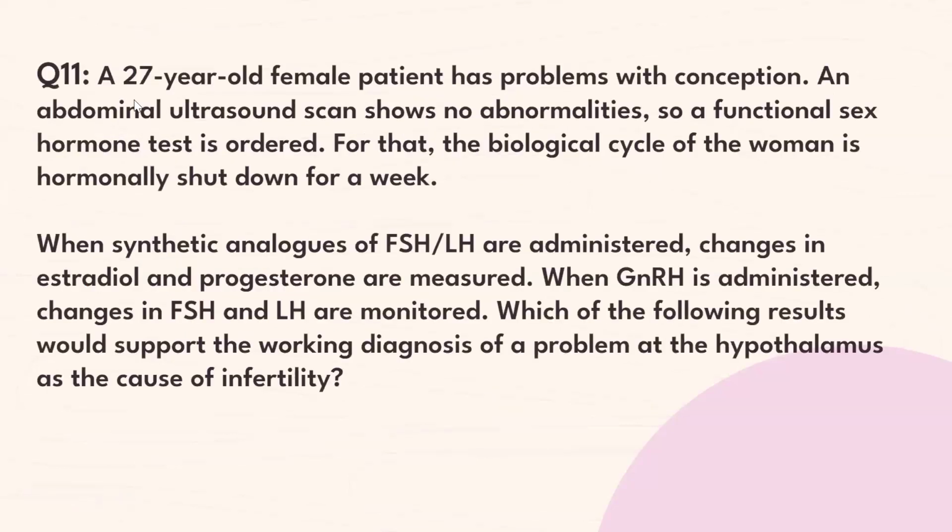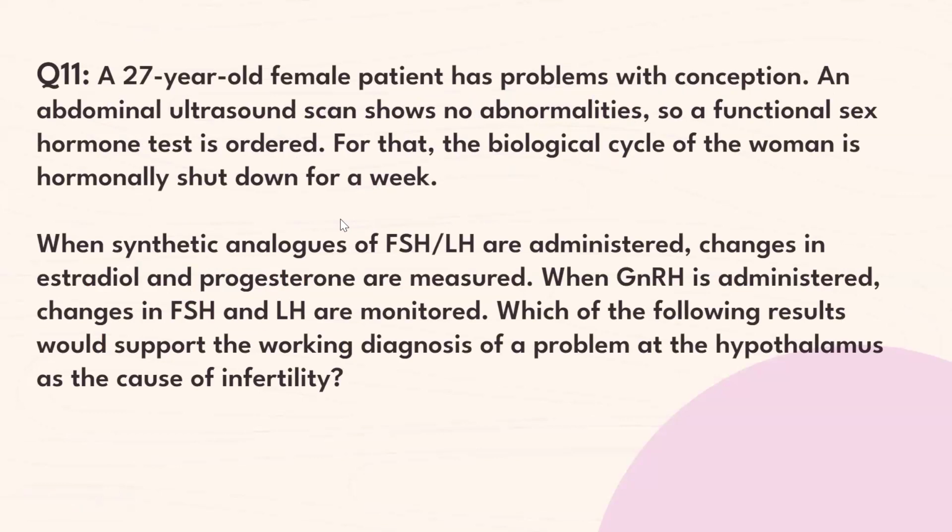Okay. A 27-year-old female patient has problems with conception. An abdominal ultrasound scan shows absolutely no structural abnormalities, so a functional sex hormone test is ordered. For that, the biological cycle of the woman is hormonally shut down for a week. So what they're talking about is that her menstrual cycle was completely shut down.